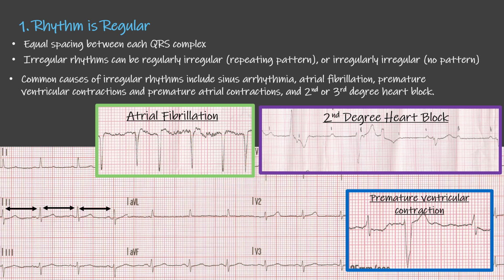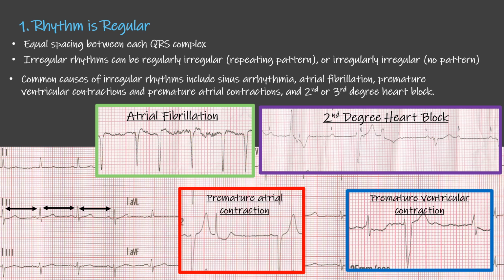This is a premature ventricular contraction, so this is a beat originating from within the ventricles, which is causing an irregular rhythm. And this is an example of a premature atrial contraction, so this is a beat originating from within the atrium. So the first thing we're looking for on an ECG is that the rhythm is regular. So we'll now move on to the next point.